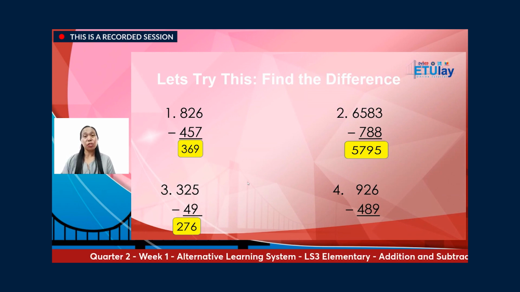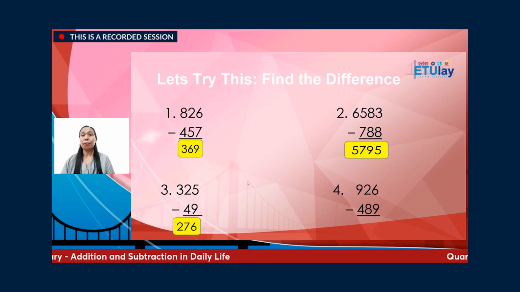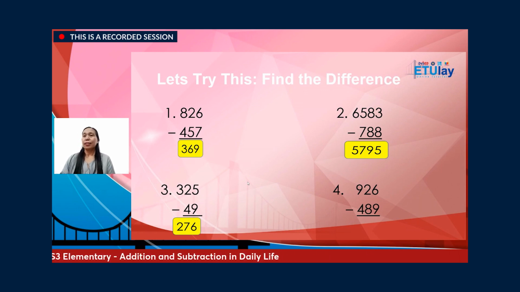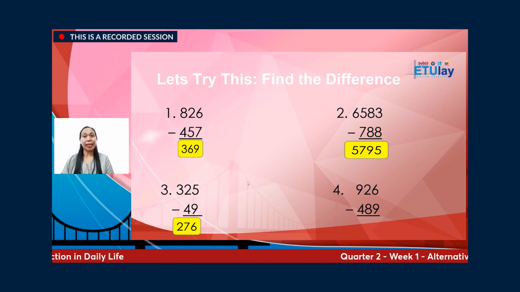Okay, 5 minus 9 cannot be. We need to borrow 1 from 2. So we have 15 minus 9. And 2 will be equal to 1. Minus 4 cannot be again. We need to regroup and borrow 1 from 3. So we have 11 minus 4 is 7. Just simply bring down 2. And we have 276. We still have number 4 for you to practice. 926 minus 489.